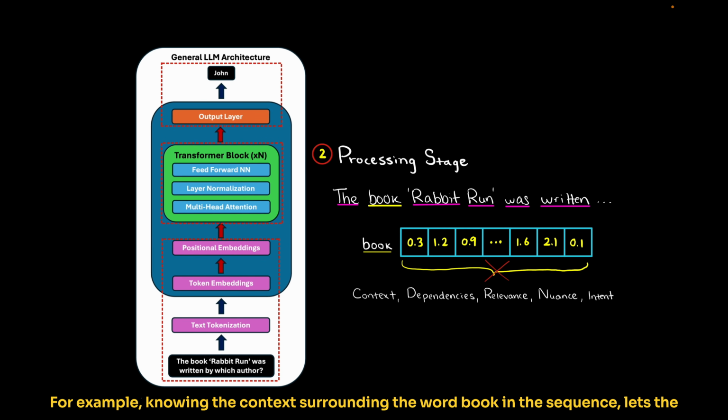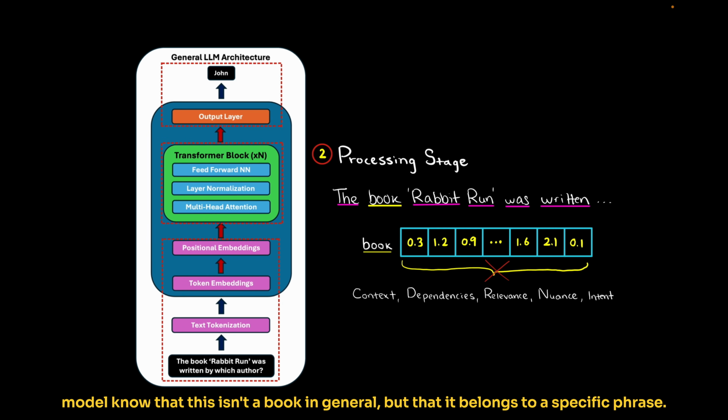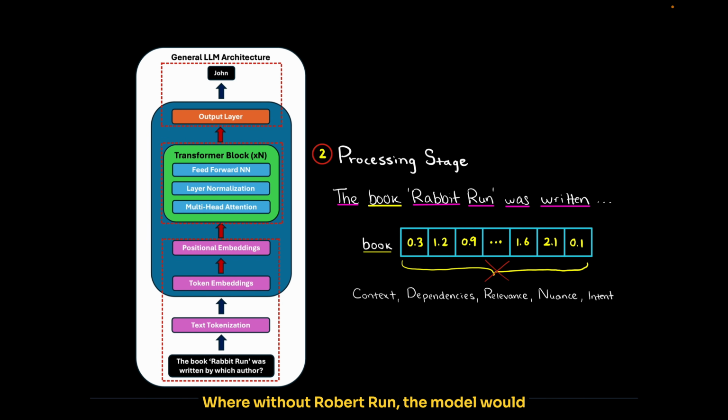For example, knowing the context surrounding the word book in this sequence lets the model know that this isn't a book in general, but that it belongs to a specific phrase, where without Rabbit Run, the model would not know which book the question refers to. Dependencies, on the other hand, tell the model how book relates grammatically to other words, where in this case book depends on written, meaning a book is the thing that was written. And as such, the model needs this to link book to author.